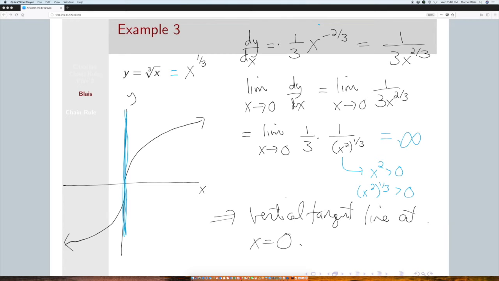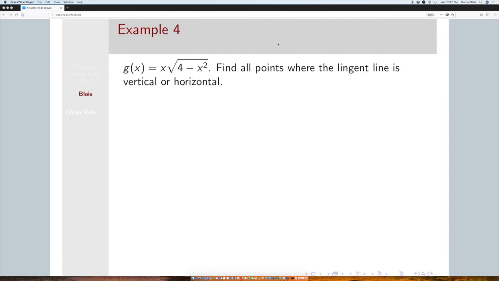At x equals 0. Okay, let's look at another example. Given this function, let's find all points where the tangent line is vertical or horizontal.